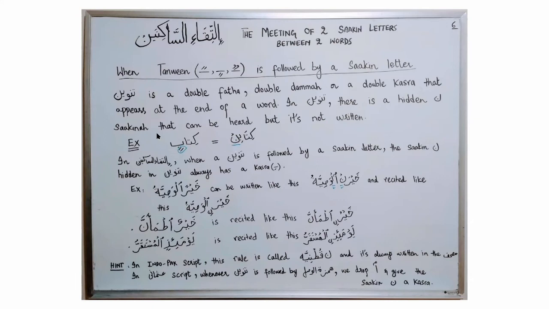So in case of fathatain, dhammatain, kasratain, or double fatha, double kasra, double dhamma, sakin letter noon can be heard, but it is not written. It is hidden in tanween, and tanween can be written like this: fathatain, kasratain, and dhammatain. So in ittaqa' sakinain, when a tanween letter is followed by a sakin letter, the noon hidden in tanween will always acquire a kasra. Whether it is a fathatain, dhammatain, or kasratain, it does not matter. Noon will always have a kasra.